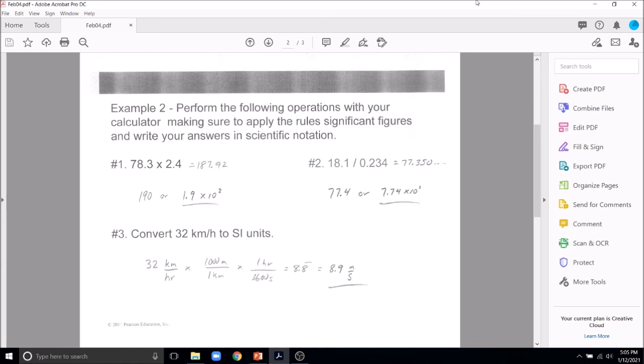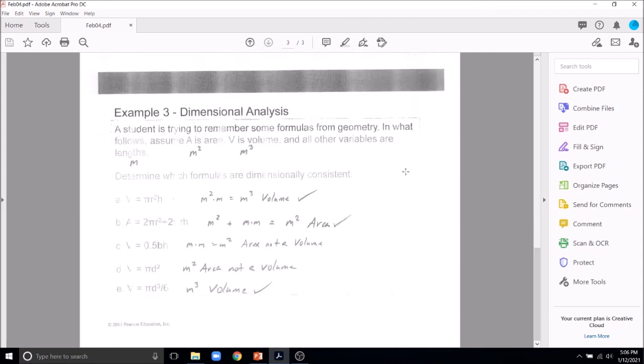All right. The last example is on dimensional analysis. It's a little faded here, but a student is trying to remember some formulas from geometry. In what follows, assume that A is area, which is meters squared, V is volume, which is meters cubed, and all their variables are lengths, which is just meters. We want to determine if the following formulas are dimensionally consistent.